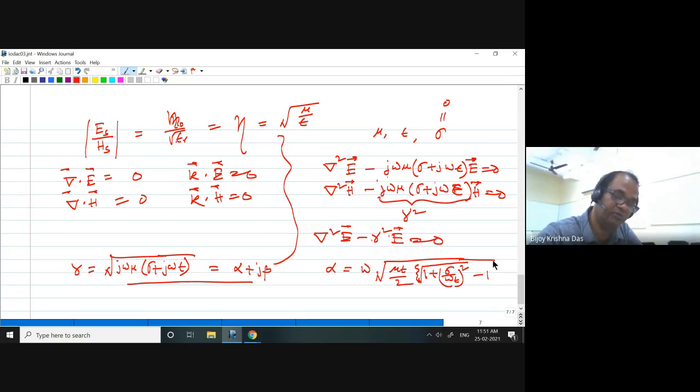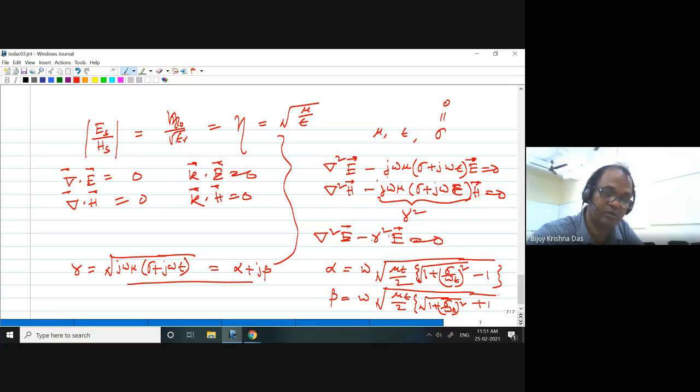If you solve, all of you can try also as a home task. Beta will be equal to omega times square root of mu epsilon by 2, times square root of 1 plus sigma over omega epsilon square, plus 1. Okay. So this is your alpha and beta.